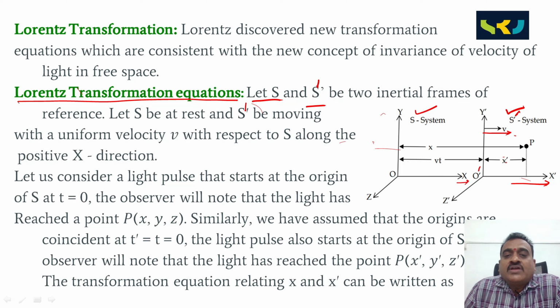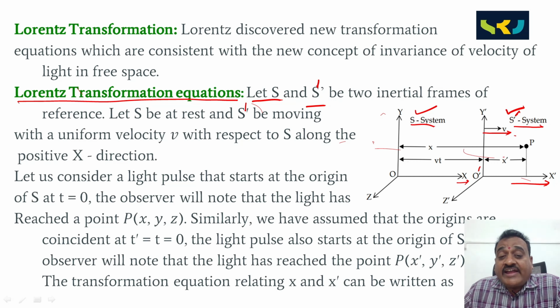What I am saying is, let S and S dash be the two inertial frames of reference. Let S be at rest and S dash be moving, or traveling, with a uniform velocity v with respect to S along the positive x direction.